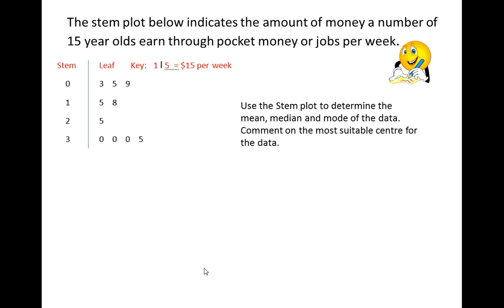Now we're going to have a look at some data that's displayed on a stem and leaf plot. This stem plot below indicates the amount of pocket money a number of 15-year-olds earn through jobs or pocket money each week. Now, as you can see, we've got a key up here that says 1|5 represents $15 per week. We're going to use this stem and leaf plot to determine the mean, the median and the mode of the data, and then later on we're going to comment on the most suitable centre for the data.